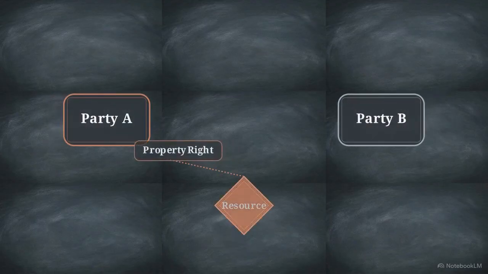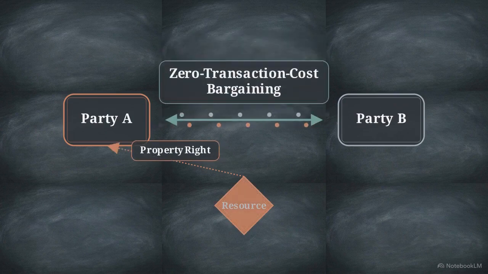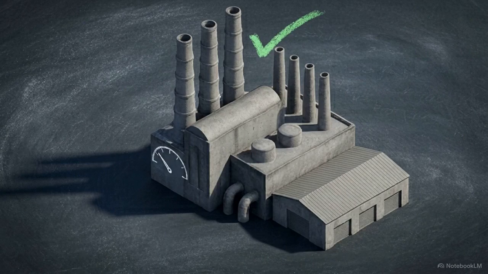Property rights over the contested resource must be clearly assigned, and the transaction costs of bargaining between the parties must be absolutely negligible. Under these frictionless conditions, the private parties will logically negotiate a financial transfer that exactly internalizes the externality on their own, voluntarily shifting output down to the optimal level without a single state tax.